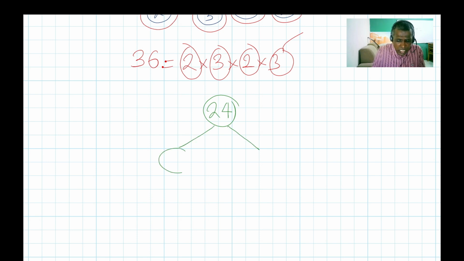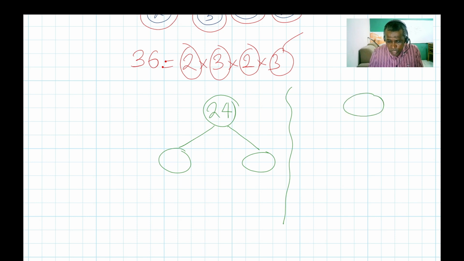You can start it any way. Here I will do it in 2 different ways. Here I am starting with 24. Here I am also starting with 24. Same number, but in 2 different ways.